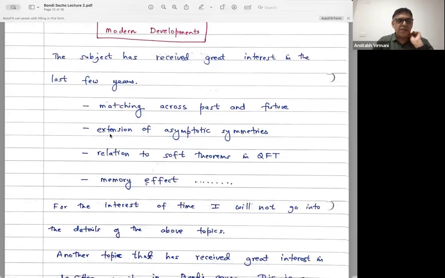Now, as was being said, there are many extensions of these BMS symmetries, extensions of asymptotic symmetries. All sorts of extensions people have discussed: generalized BMS, extended BMS, holomorphic BMS, lots of extensions people have discussed.